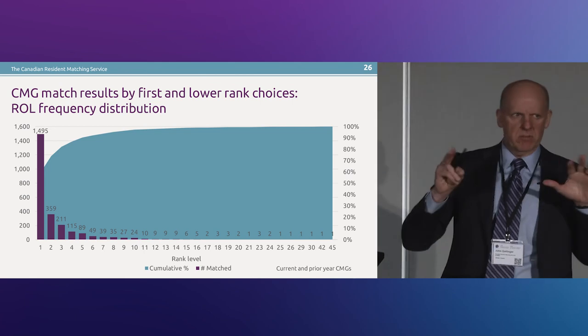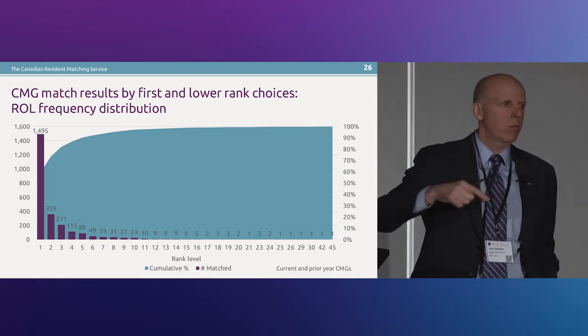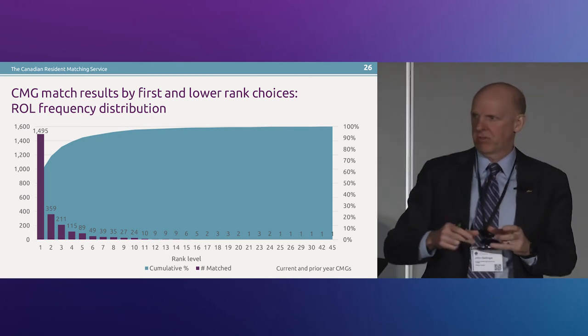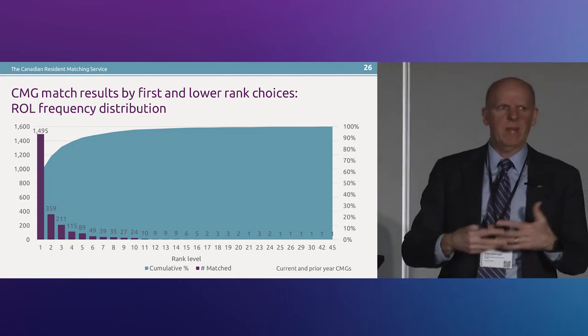And ultimately, and this is a bit of a technical thing, when people submit their rank order list and the algorithm produces a result, which is intended to optimize all of those choices, it produces what's called a stable result.